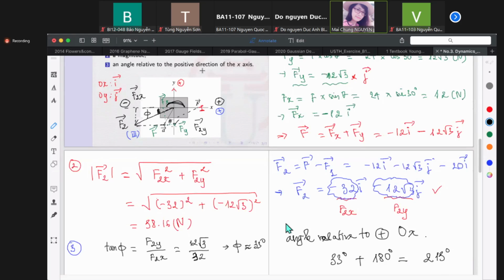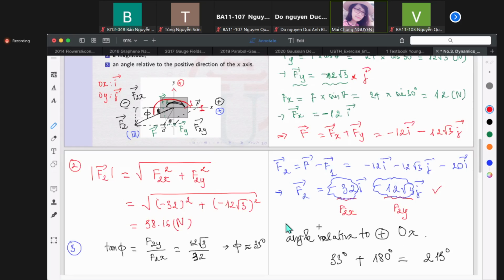So be careful here with the question when we consider the angle relative to the positive or negative direction of the axis, right? In this case, we need to show the very large angle here. Considering the positive direction, we have the value 213 degrees following the anti-clockwise, right? So this angle follows the anti-clockwise.